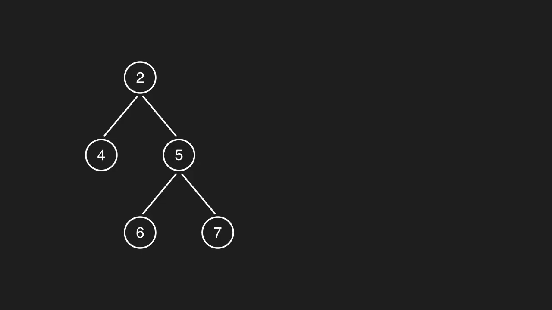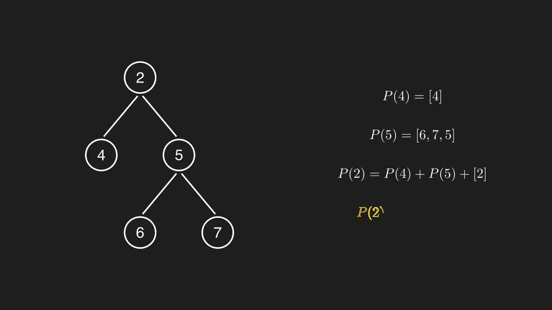Node 2 has left child 4 and right child 5. The leaf rule gives p of 4 equal to the list containing 4, while the previous step gives p of 5 equal to 6, 7, 5. Substituting into the recurrence, p of 2 equals 4 followed by 6, 7, 5 followed by 2. Concatenating in that order gives 4, 6, 7, 5, 2.